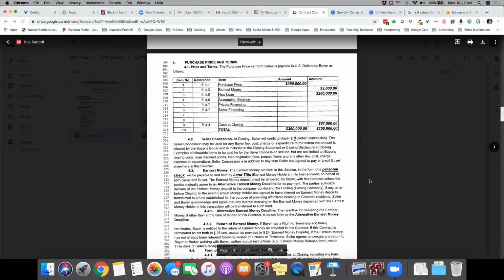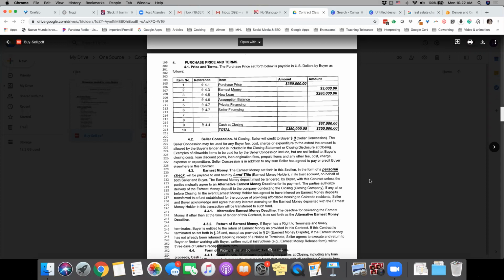So you put down what their new loan is. They're putting 20% down on a $350. You put that cash at closing. Column A and column B have to add up to the same numbers, so please make sure you do your math properly. Then you go down to 4.2, which is seller concession. Please put a 0 in there if you aren't asking for anything. If you're asking for $1,000, then put that in there.